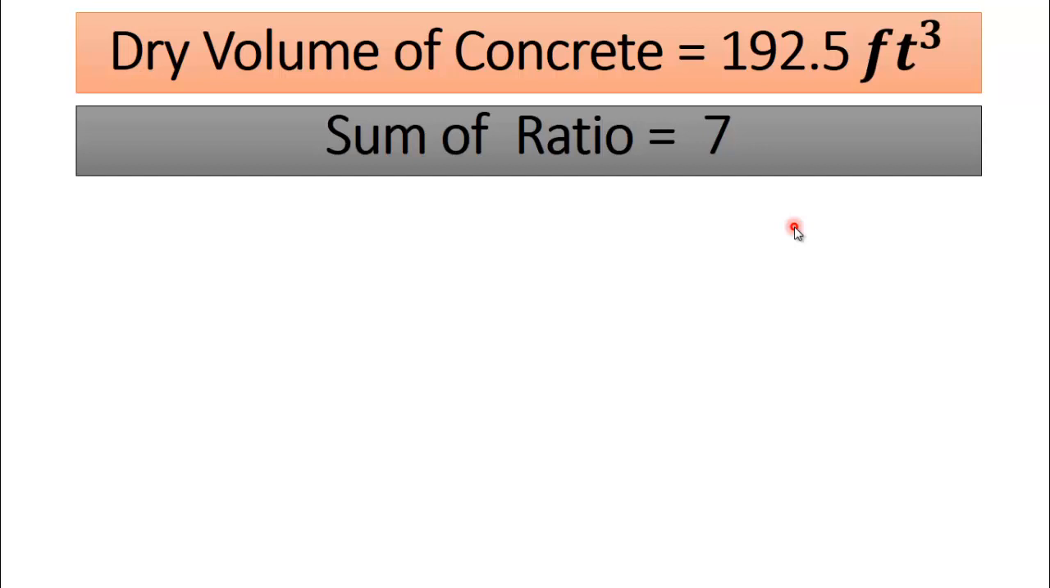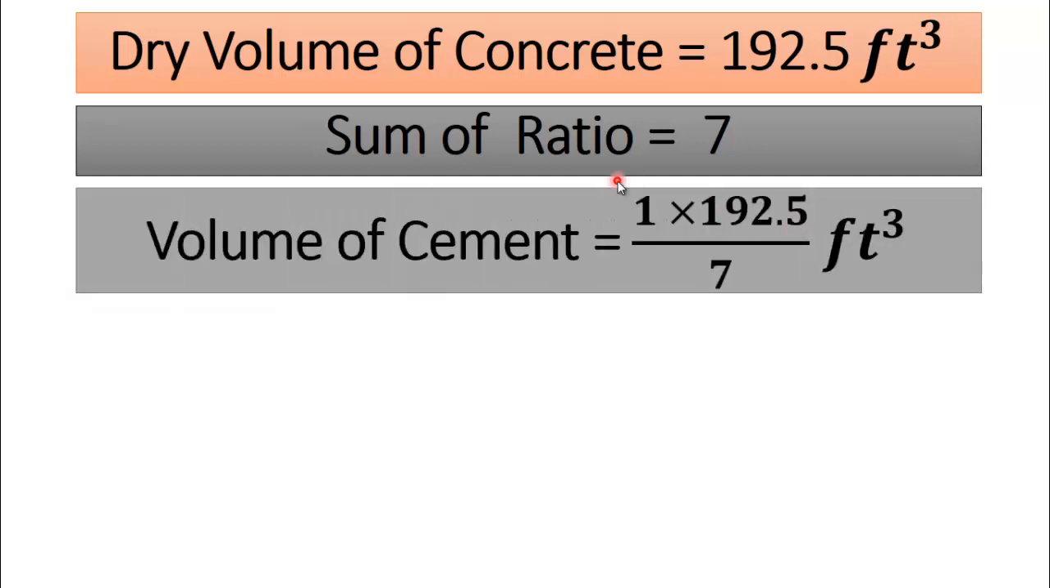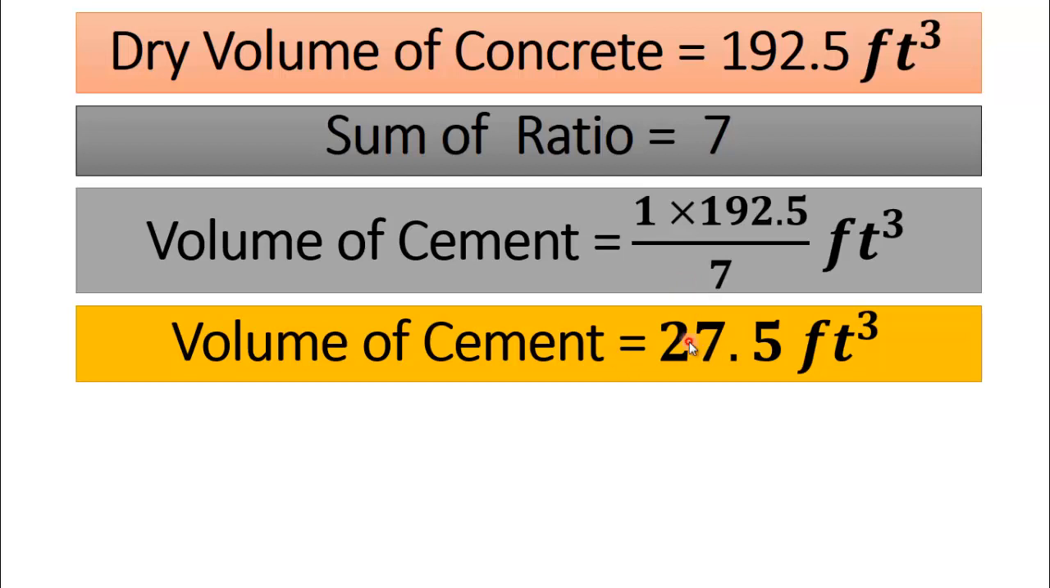Now to find the quantity of cement we will use the previous equation discussed, which is volume of a material is equal to its ratio multiplied by total volume and divided by sum of ratio. The content of cement in the ratio given was 1, while the total volume is 192.5 divided by the sum of ratio. After simple calculation we will get the volume of cement as 27.5 cubic feet.